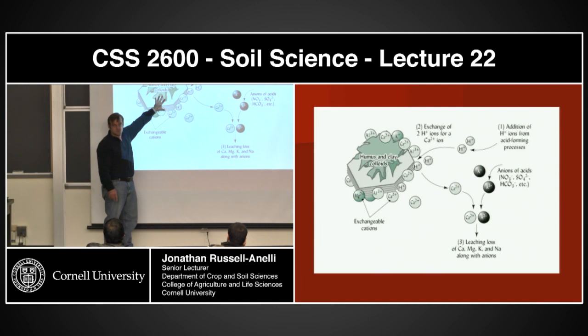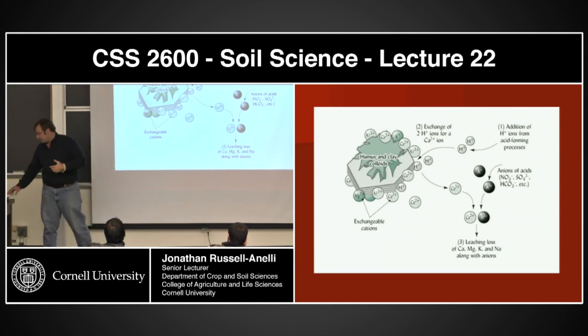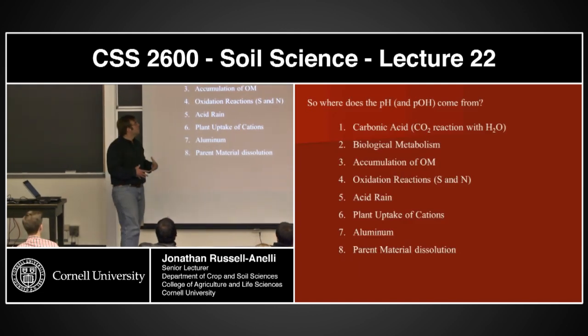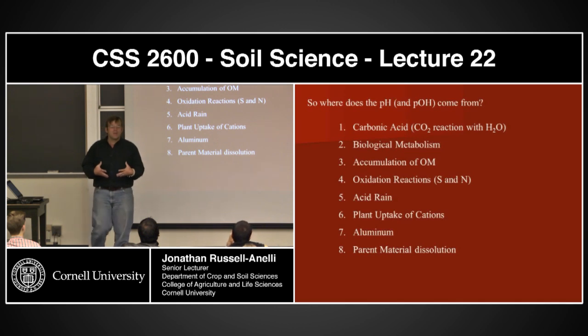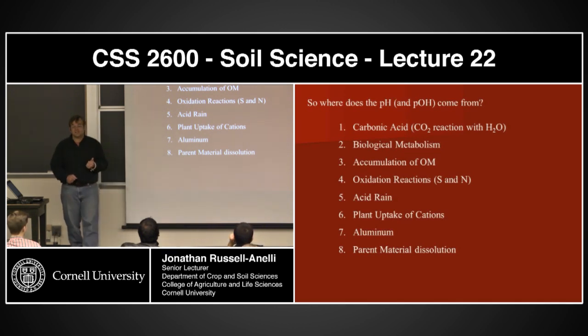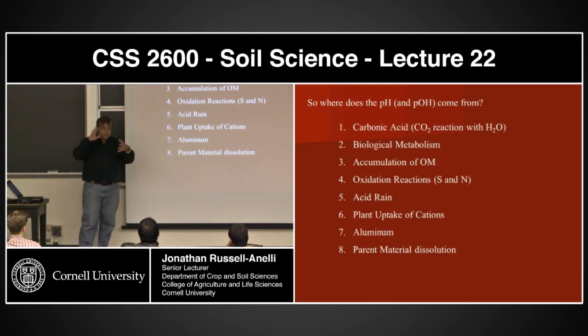Questions? No? All right. So let's take the next step. What is it that controls this pH? Where does the pH come from? And it's basically broken up into eight different things. The first one is carbonic acid. Okay, that's the rainwater, and we'll talk about each one of these.